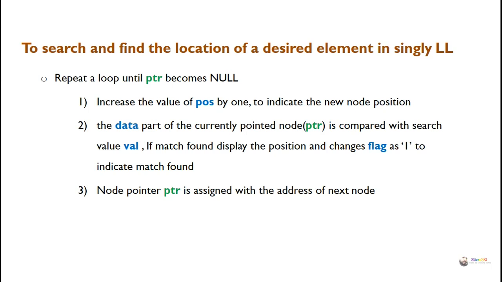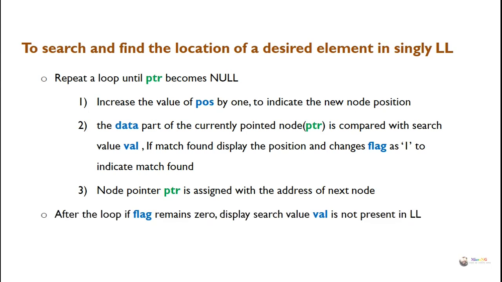This loop will keep on repeating until PTR becomes null. After the loop, if flag remains 0, display that the search value val is not present in the linked list. So after completing the loop, we can check the value of flag. If it remains as 0, that means the value is not present in the linked list.